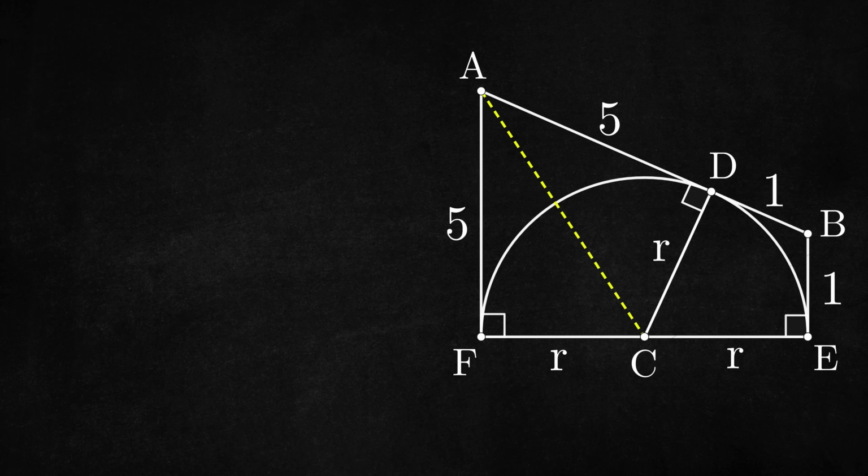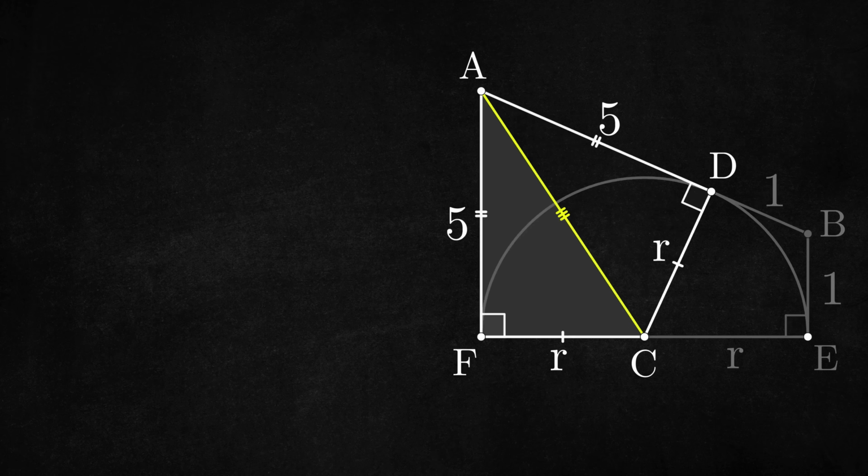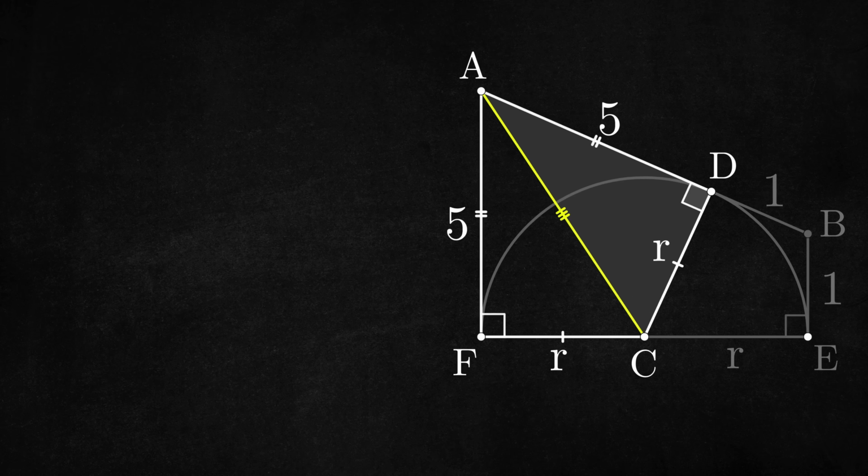Now I want to ask you this. Have you noticed anything? You should have noticed that line AC produces two congruent triangles, triangle AFC and triangle ADC. Notice how these triangles have the same side lengths, which makes them congruent triangles. And what do we know about congruent triangles? Exactly. They have congruent corresponding angles as well. This means that angle FCA is congruent to angle DCA. I'm going to call these angles alpha.